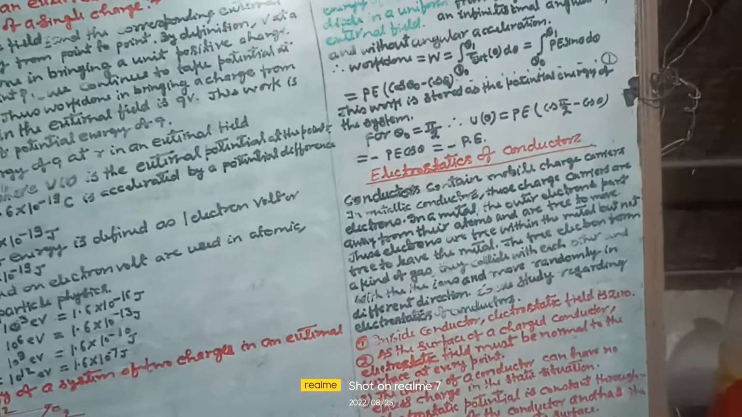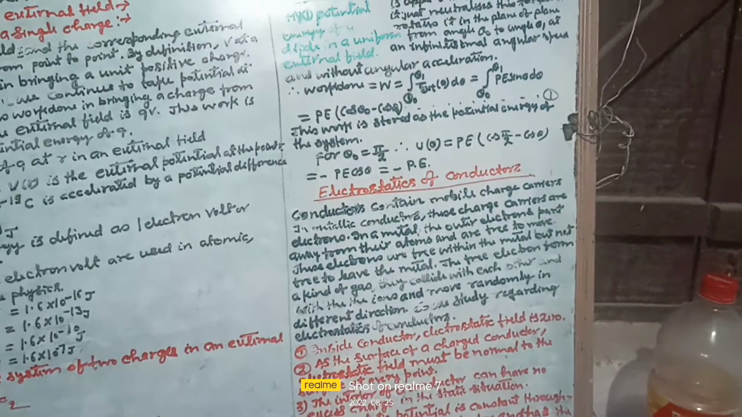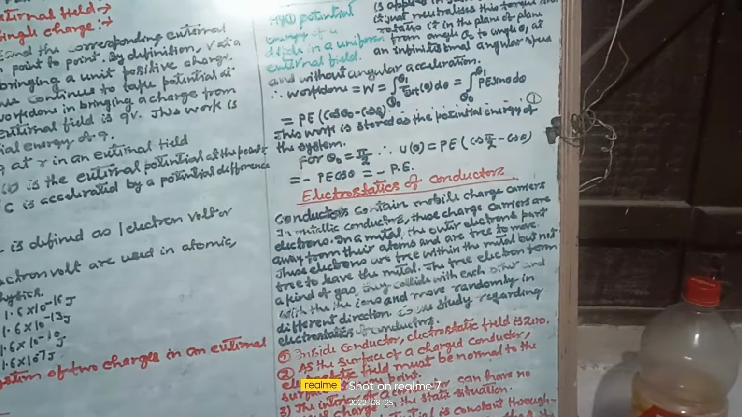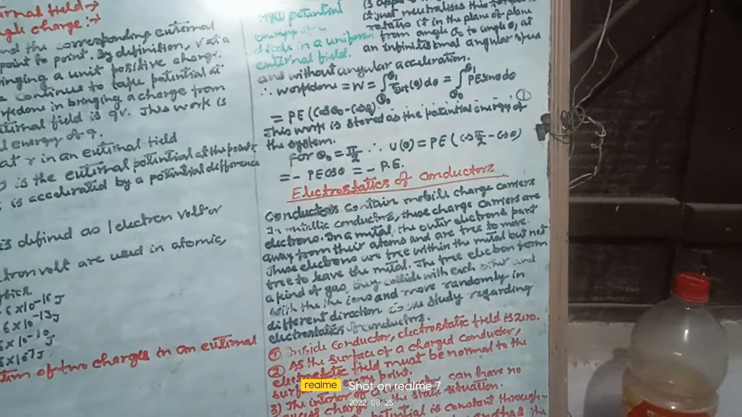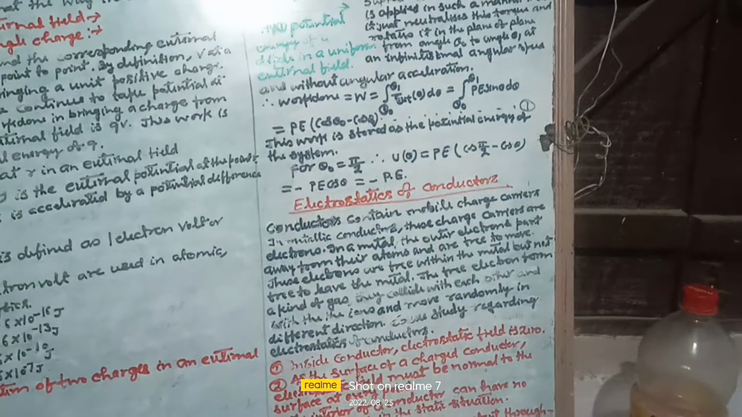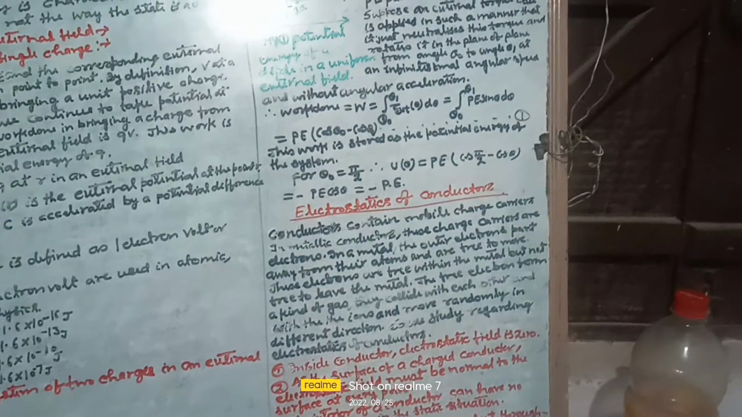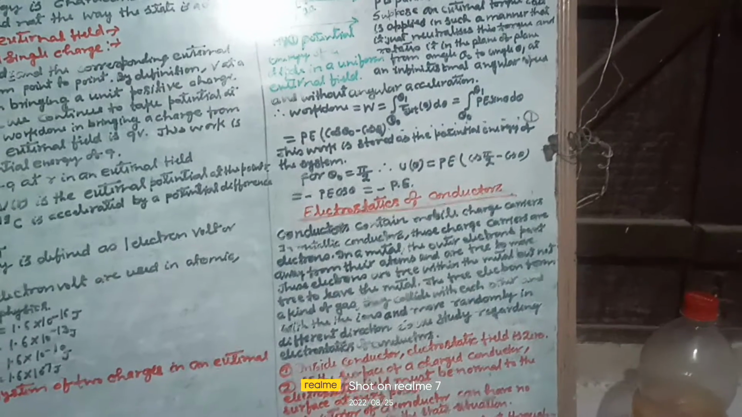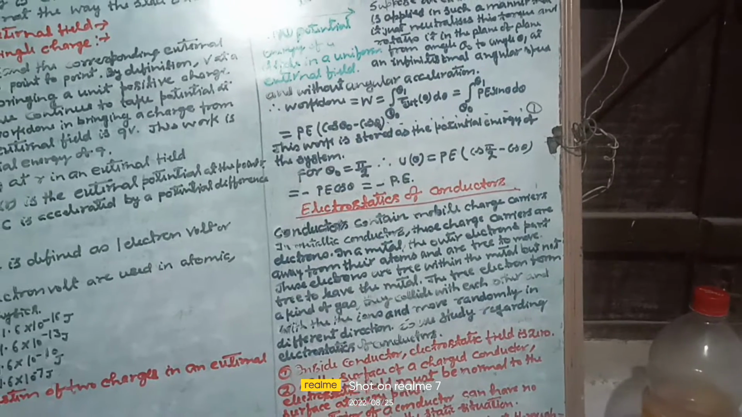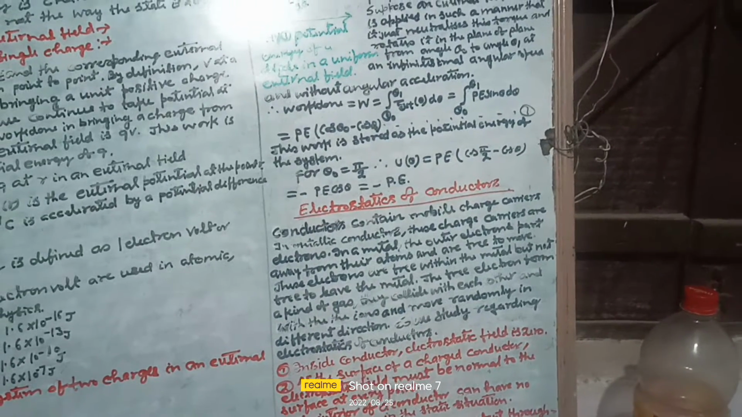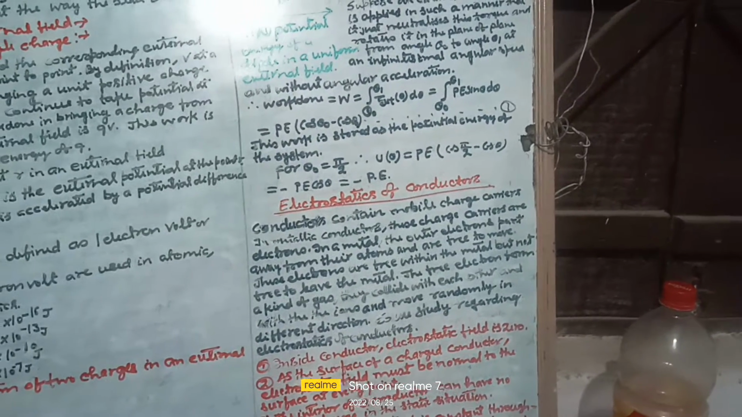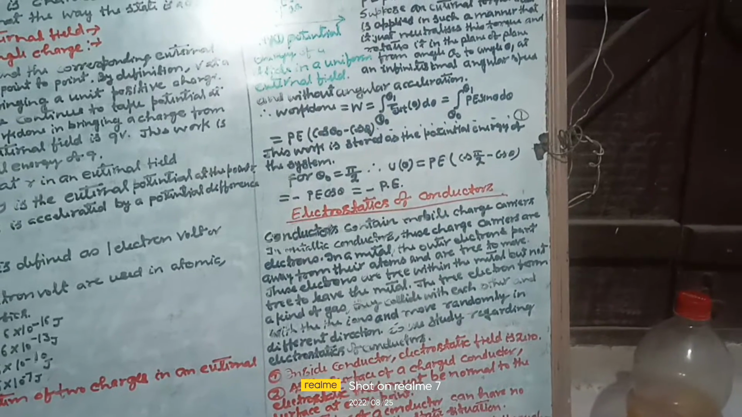Electrostatics of conductors. Conductors contain mobile charge carriers. In metallic conductors, these charge carriers are electrons. The outer electrons move away from their atoms and are free to move. These electrons are free within the metal but not free to leave the metal. The free electrons form a kind of gas; they collide with each other and with the ions and move randomly in different directions. Thus, we study electrostatics of conductors.